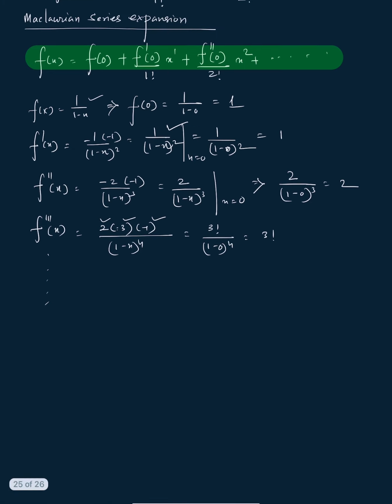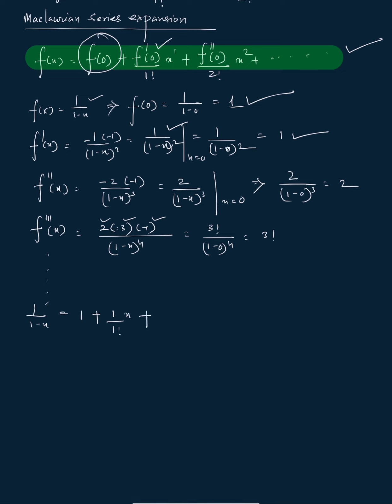Next, we are going to replace in this formula. So what is our f of x? F of x is nothing but 1 by 1 minus x. So this will be f of 0. What is f of 0? F of 0 is nothing but 1, so you replace this first term by 1. Plus, next, f prime of 0. What is this f prime of 0 at x equal to 0? Here it is equal to 1.